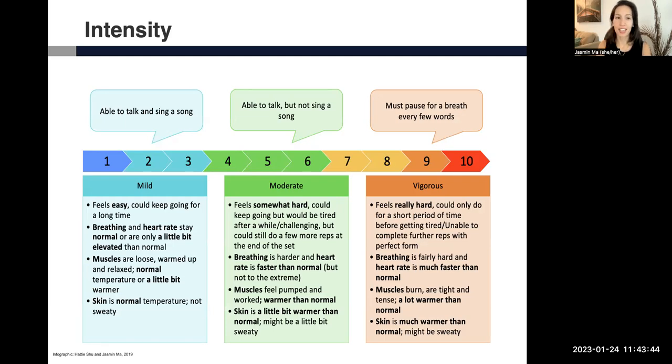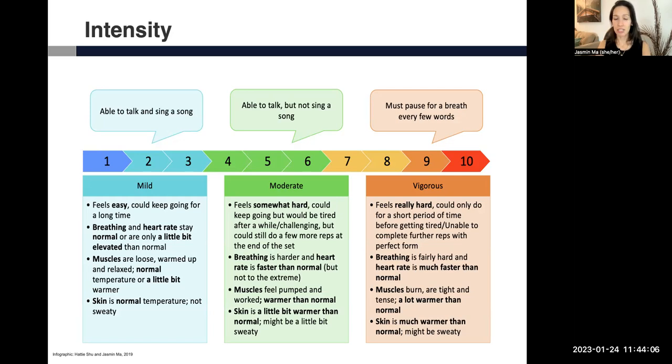So there's the talk test. Mild intensity would be you're able to talk and sing a song. Moderate intensity, you're able to talk but not sing a song. And then that vigorous intensity, you're definitely not singing a song. And if you are talking, you are needing to pause for a breath every few words. So that's one way, the talk test.